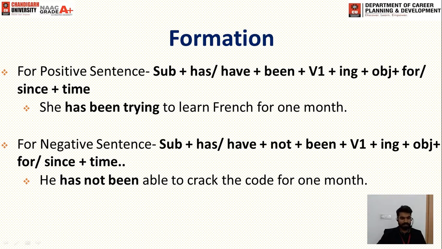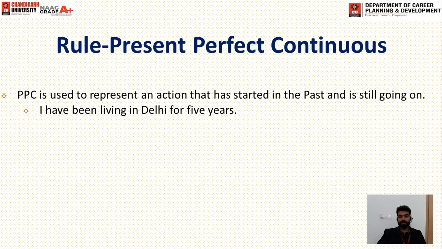So this is a sentence: she has been trying to learn French for 1 month. For a negative sentence, he has not been able to crack the code for 1 month. Okay, so now where is present perfect continuous actually used? PPC, or present perfect continuous, is used to represent an action that started in the past and is still going on. For an action that has started in the past and is still going on, we use present perfect continuous.